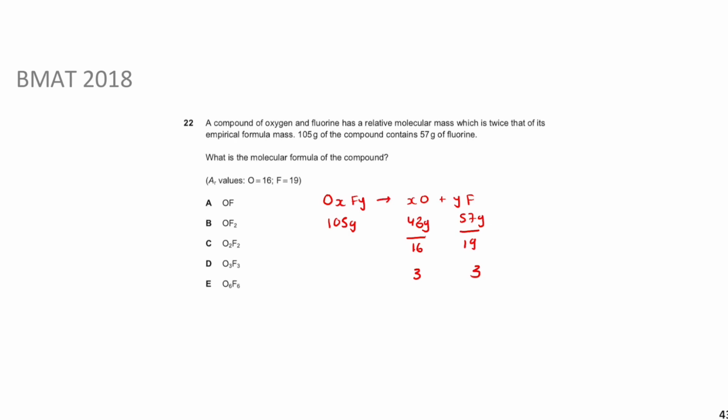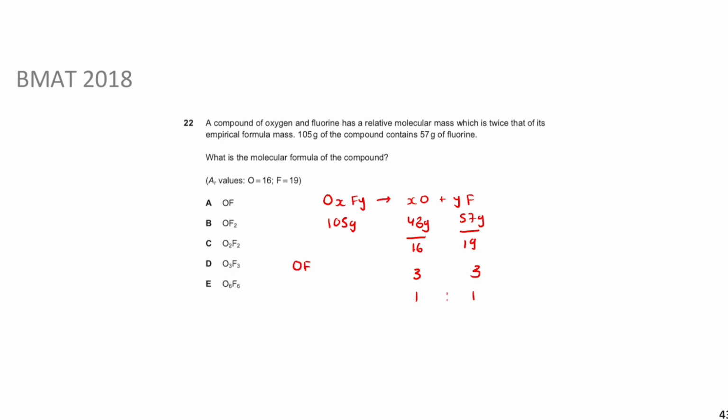But remember, what you're going to find is the simplest ratio. Because remember, empirical formula, the definition was the simplest whole number ratio of atoms of each element in the compound. So 3:3 can be simplified to 1:1. So that means the empirical formula is going to be OF.